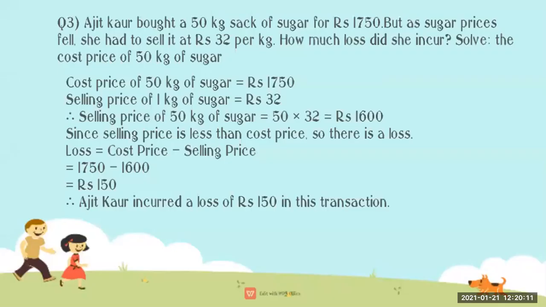Okay, the next question is question number 3. Ajit Kaur bought a 50 kg sack of sugar for rupees 1,750. Now, the 50 kg sack of sugar he bought for rupees 1,750, but as the price fell, she had to sell it at rupees 32 per kg. Now what happened? The price fell down, so she has to sell 1 kg of sugar for rupees 32. Now you have to find out whether it is a loss and how much.